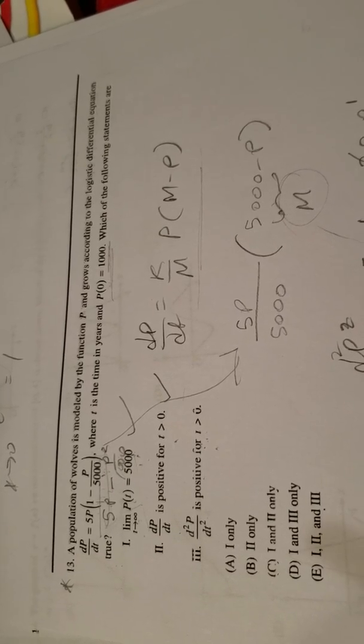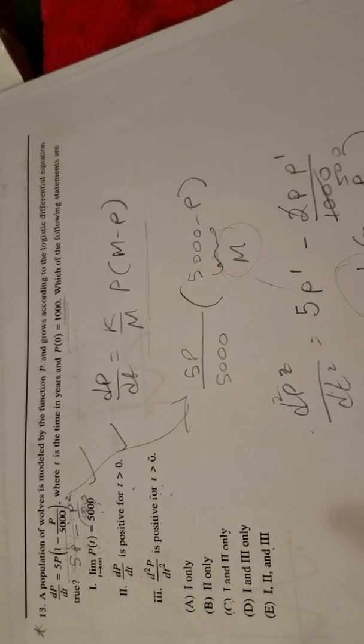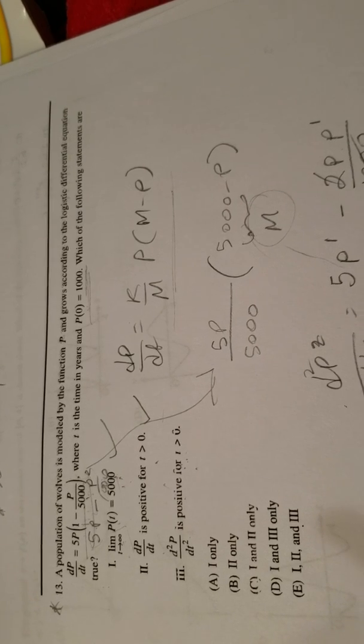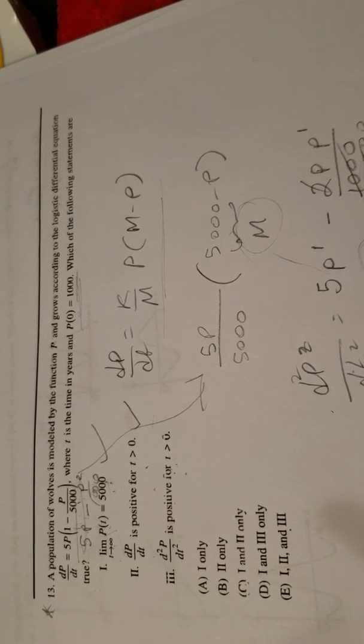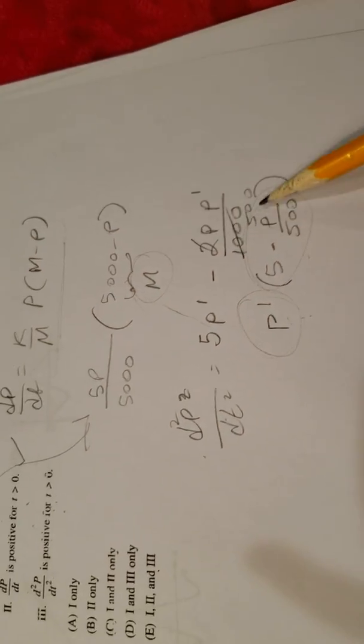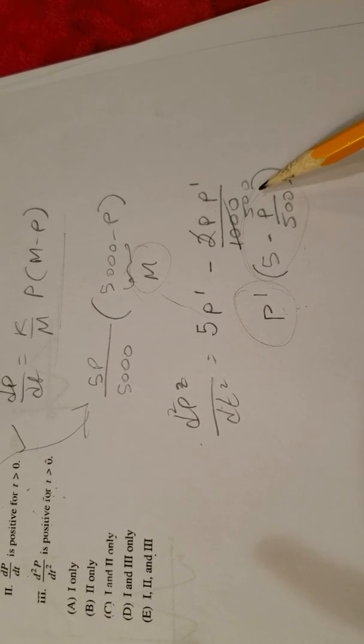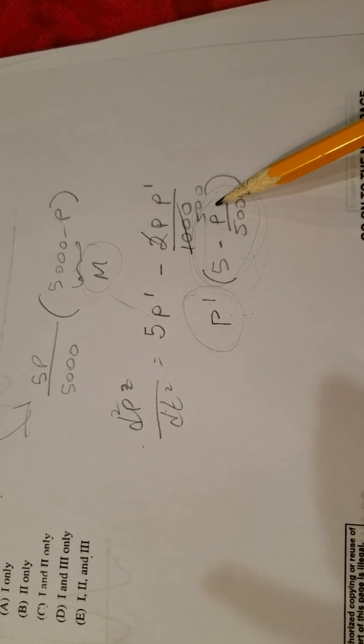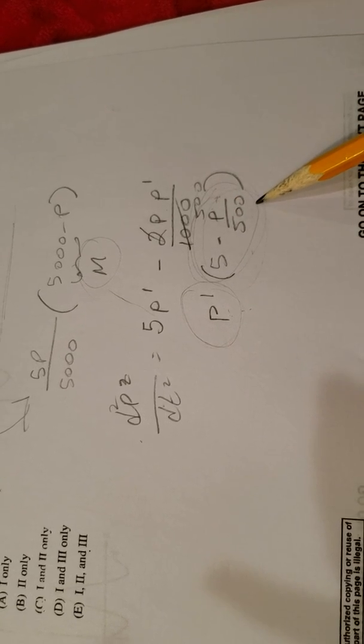Okay. So the derivative is positive. We know that from part 2. So this is going to be positive. But this won't be because P starts at 1,000 and goes up to 5,000, right? So this is not always going to be positive. Like, for example, when P is 5,000, 5,000 divided by 500, that's 10. 5 minus 10 is going to be a negative number. So 3 is not true. So it's got to be choice D for that.